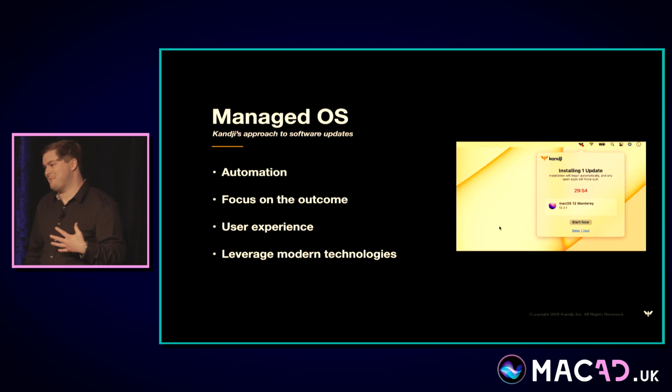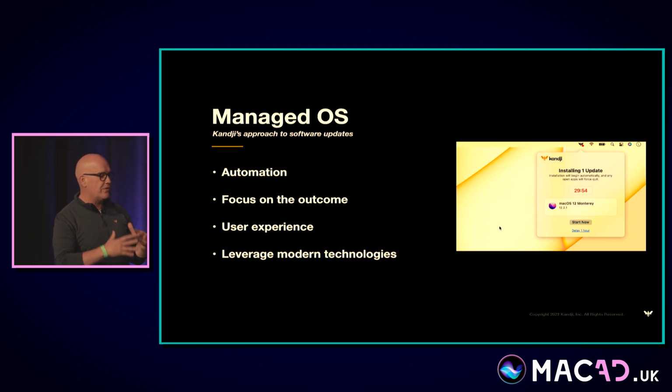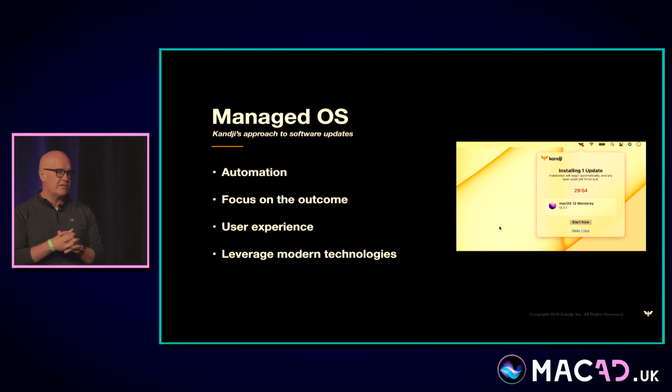So let's talk a little bit about Managed OS. Yeah, so this is a feature in Kandji where we provide a way for our customers to automatically prompt the user and enforce a deadline for an OS update. So if you want to say, hey, within a week, within 30 days, we want to make sure that everyone's on the latest version, minor version of an OS update, that part is handled by Kandji.